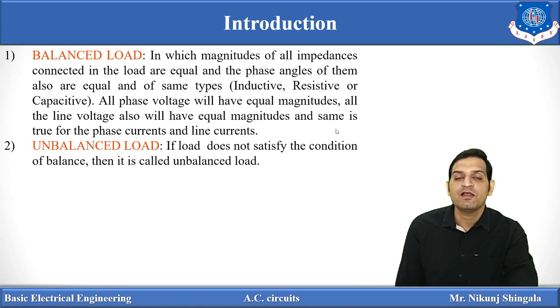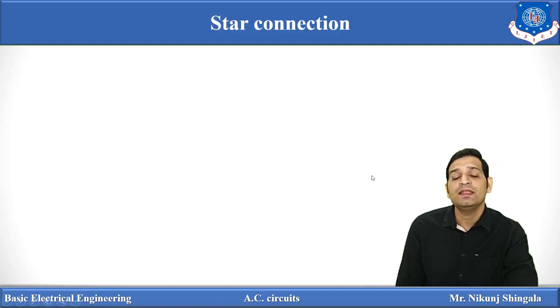So, a three-phase supply is given to a load which may be star connected or delta connected. Now, that load is said to be a balanced load if the impedance of all the loads are equal, all the loads are of the same type, and the phase angle of all the loads are equal. Then all these four quantities are equal: line voltage, phase voltage, line current, phase current. So, let us start with the first connection, that is star connection.